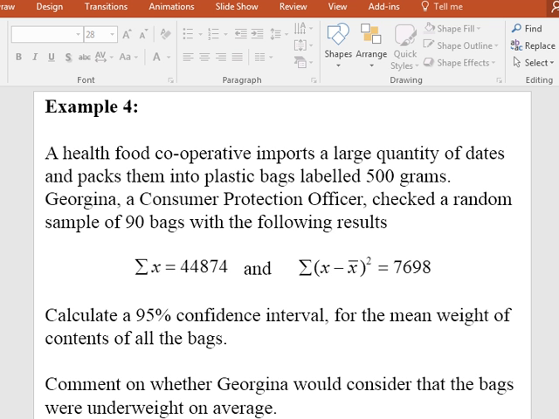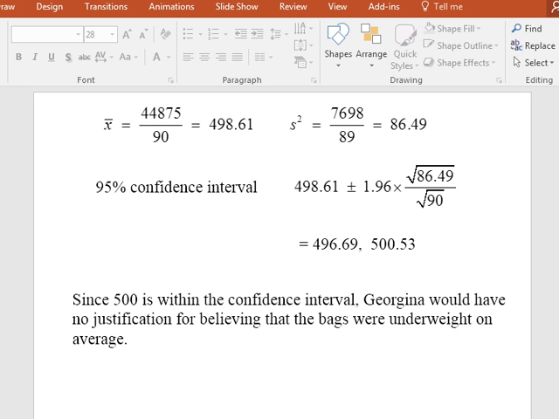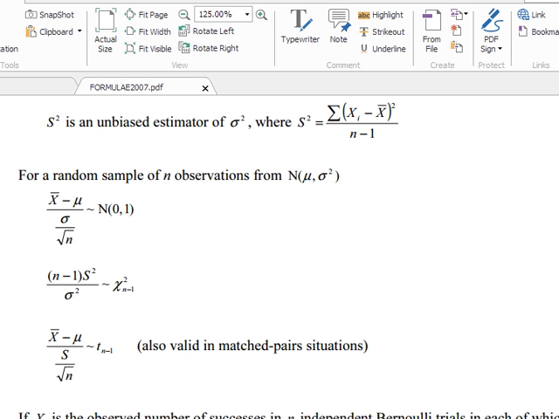Example 4, a sample of 90, a large random sample. There's no mention of the normal distribution, so the central limit theorem can be used. So this calculation here is from page 12 in the formula book using this.